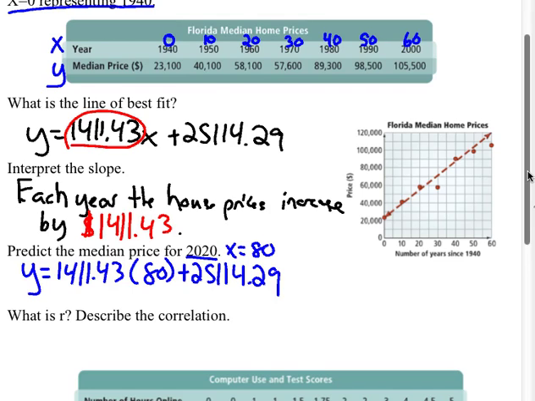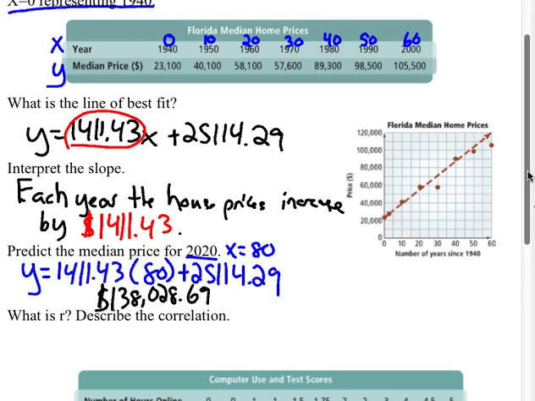And once I write that out, now I'm just going to plug it into my calculator and have it do that calculating for me. And I am getting about $138,028.69.